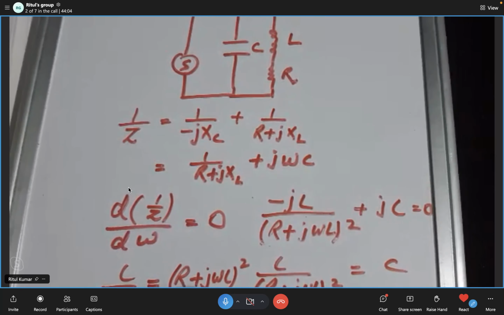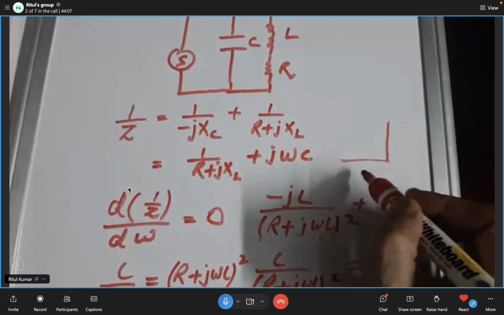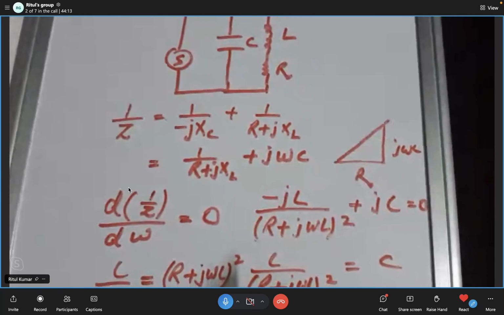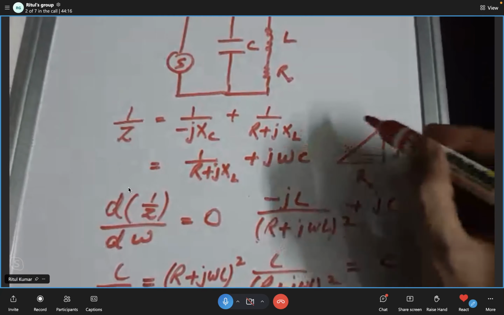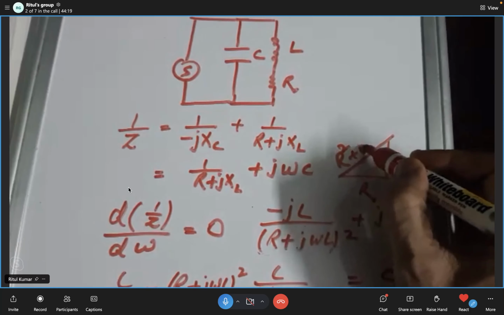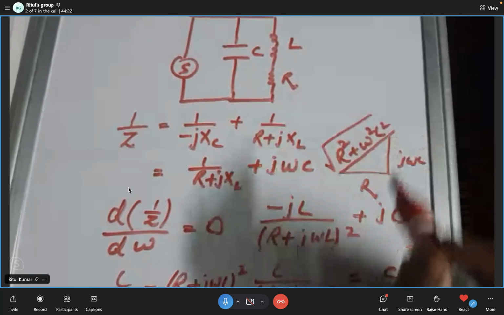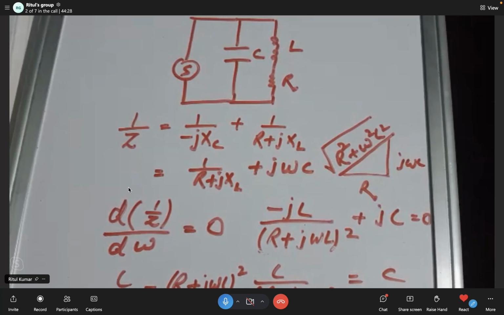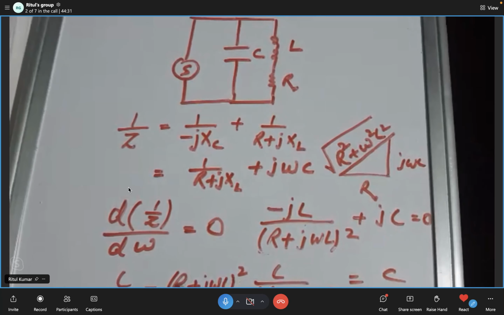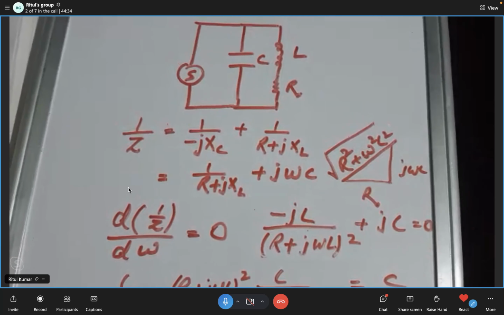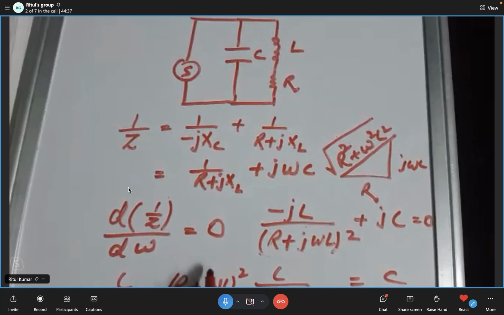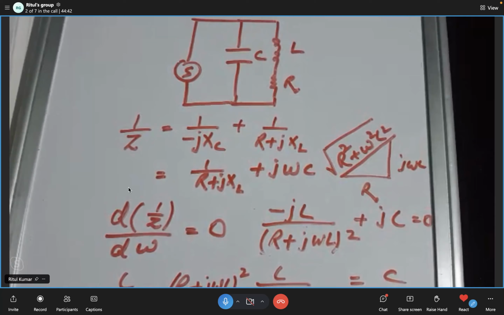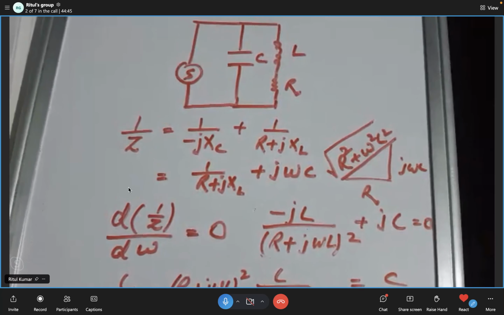The totality: one is this way, the other is this way. This is R and this is J omega L. So what will be the resultant? This will be the resultant, right? So the resultant will be R squared plus omega squared L squared under the root, correct? Yes, sir. So what we are doing is finding R plus J omega L whole square, and I am equating the magnitude now. This will be replaced by the magnitude, which is R squared plus omega squared L squared under root of it, whole squared.